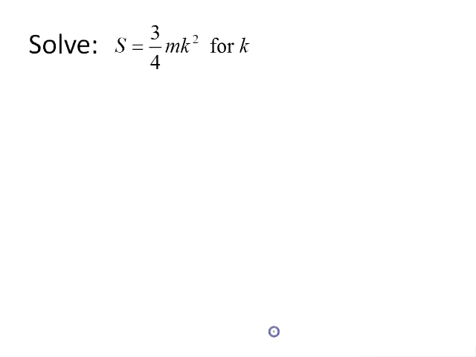Let's look at another one. S equals 3/4 m k squared. This is similar to the last one in that the k we're solving for is a k squared in the original equation. So our first step is to isolate the k squared. We want to get k squared by itself. In order to do that, though, I need to take care of my fraction. I don't want to work with an equation that has fractions in it. So in order to get rid of my fraction, I'm going to multiply both sides of the equation by 4.